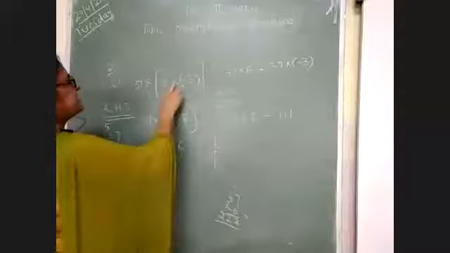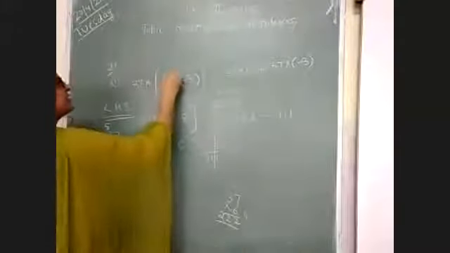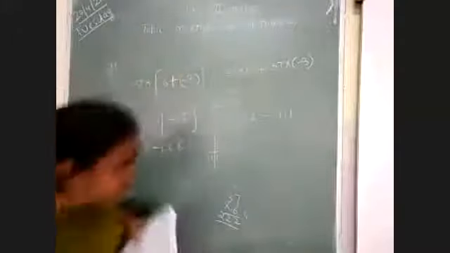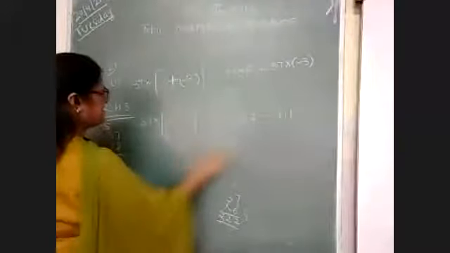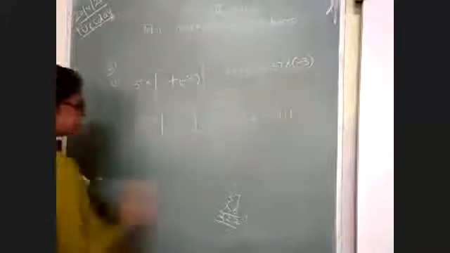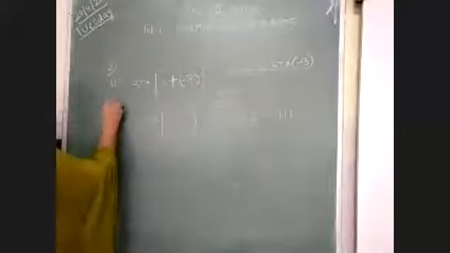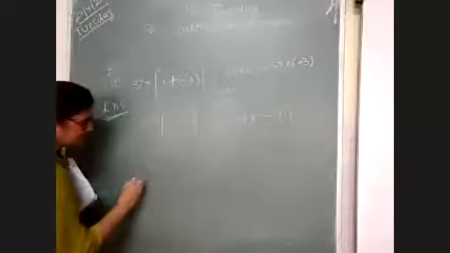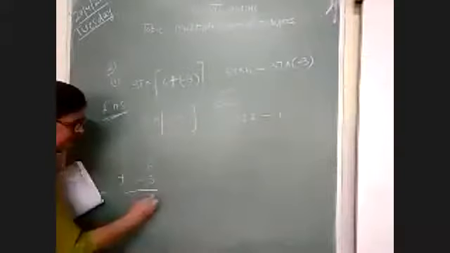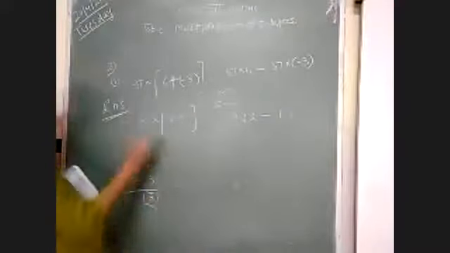Plus is given. Here plus is given. Okay. No negative sign is given in this question, because we have to verify both the left hand side and right hand side. This sign is positive in the question. So when we are adding 6 plus -3, it is equal to +3.